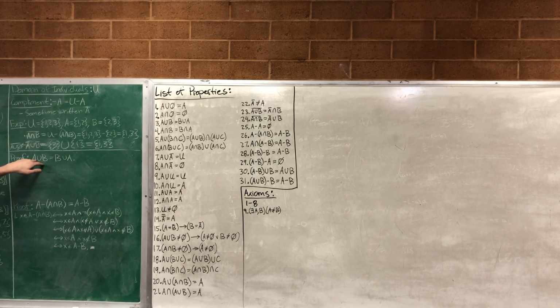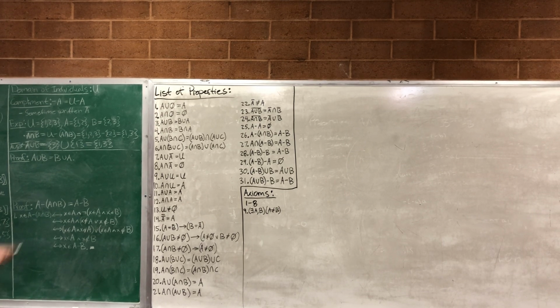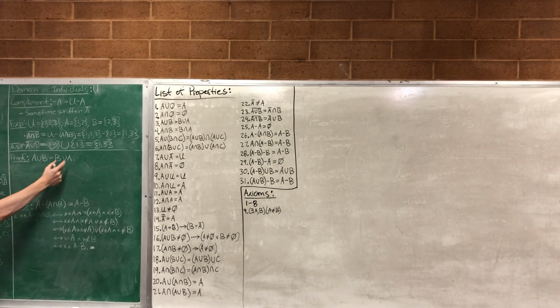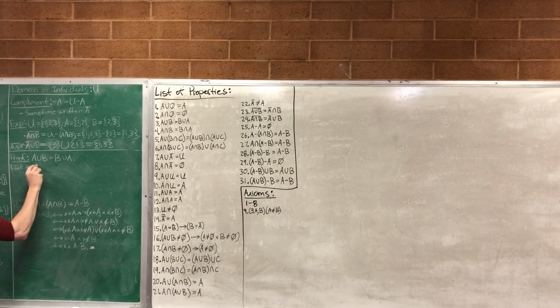Proof that A union B is equal to B union A. So I'm going to show one way to do that and then show a faster way that we could have done it. So how do I show that two sets are equal? I need to show that everything in here is in here, and then that everything in here is in here. Right? So I'll start out with let x be in A union B. And now I need to show that leads to x is in B union A.